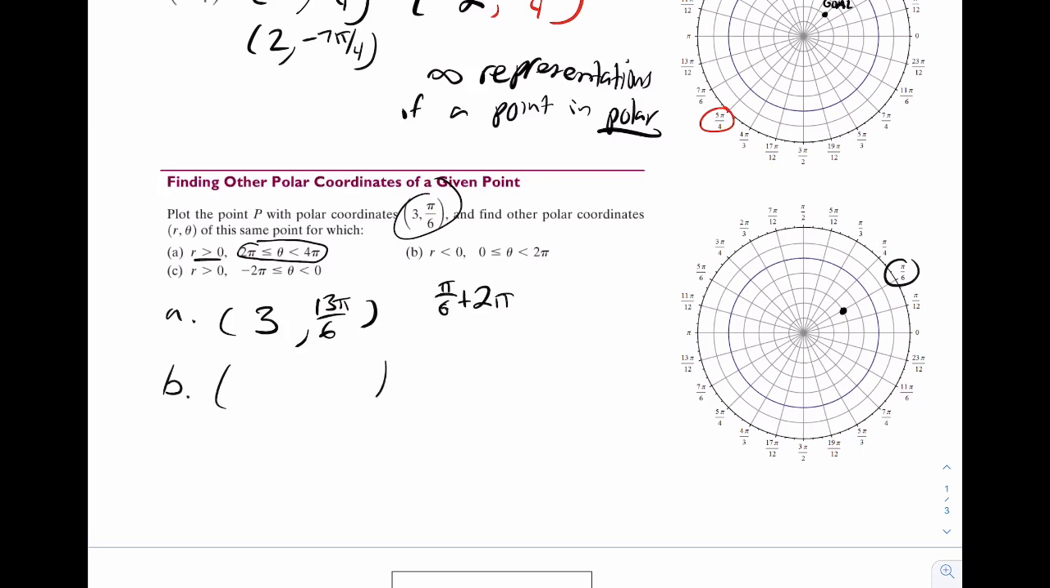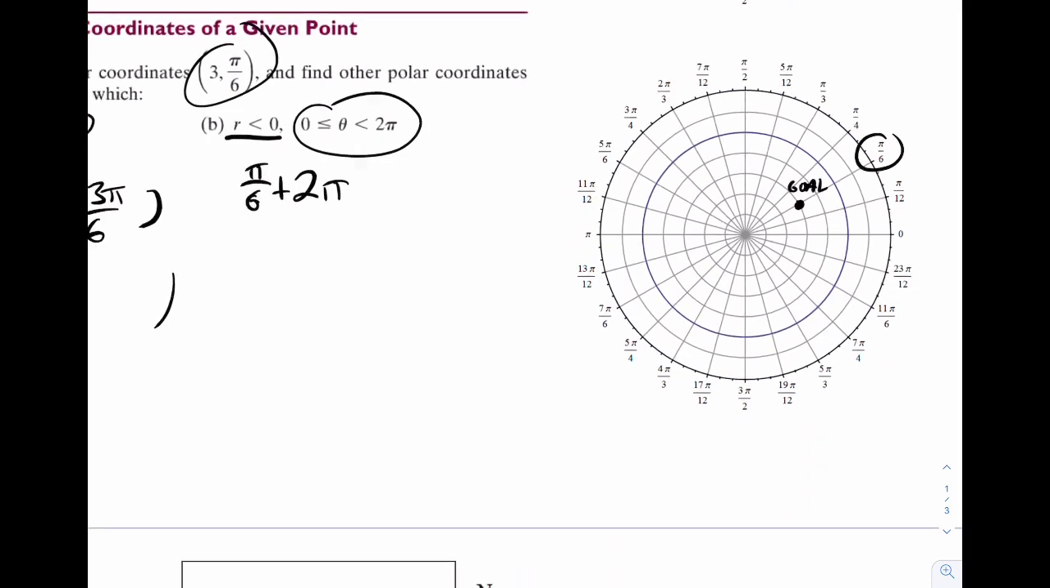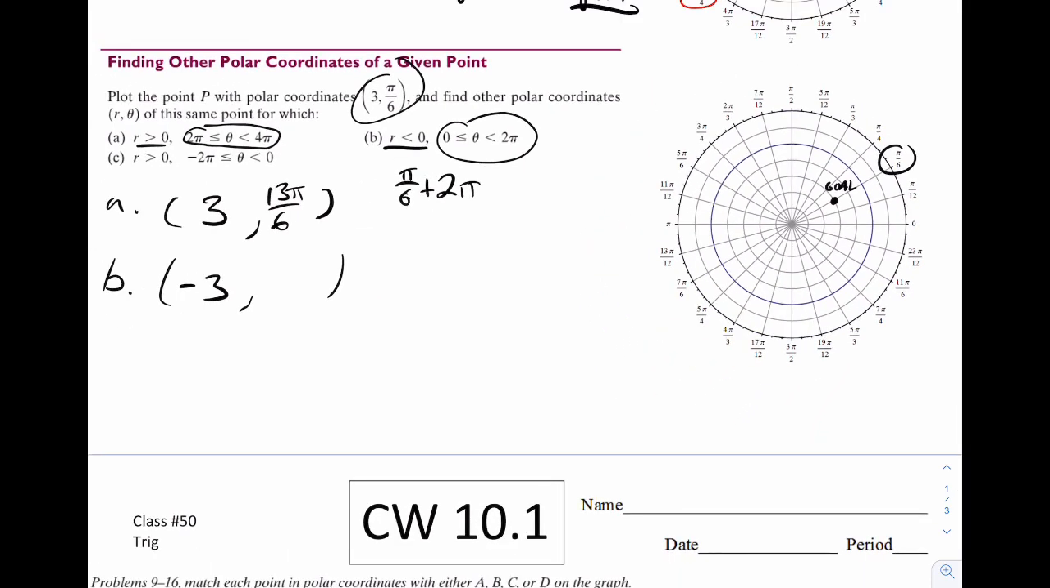B, it says r is negative, so let's make that negative 3. But theta is positive. So that would mean we got to figure out how do we get to this point right here. This is our goal. How do we get to that point if we're going to walk in the opposite direction, but we're still rotating the normal way? Well, think about it. That would mean you'd have to rotate all the way to here, 7 pi over 6, because then if you're looking at this direction, negative would shoot you in the opposite direction. So that must be 7 pi over 6.